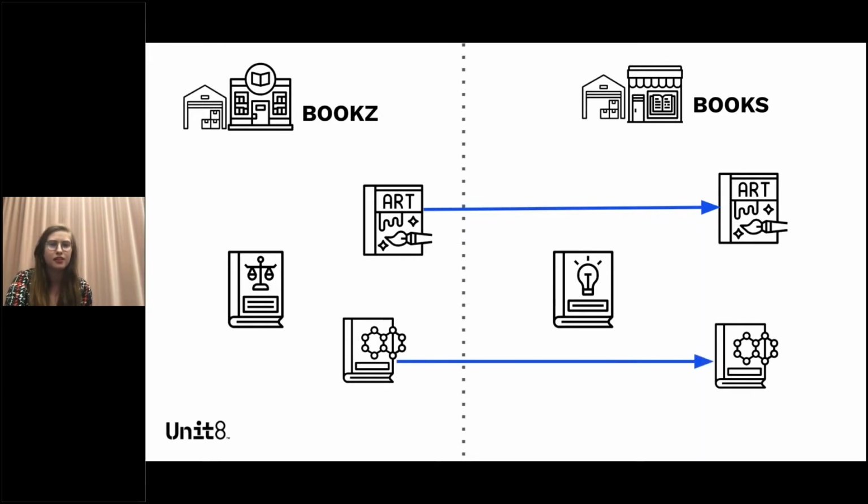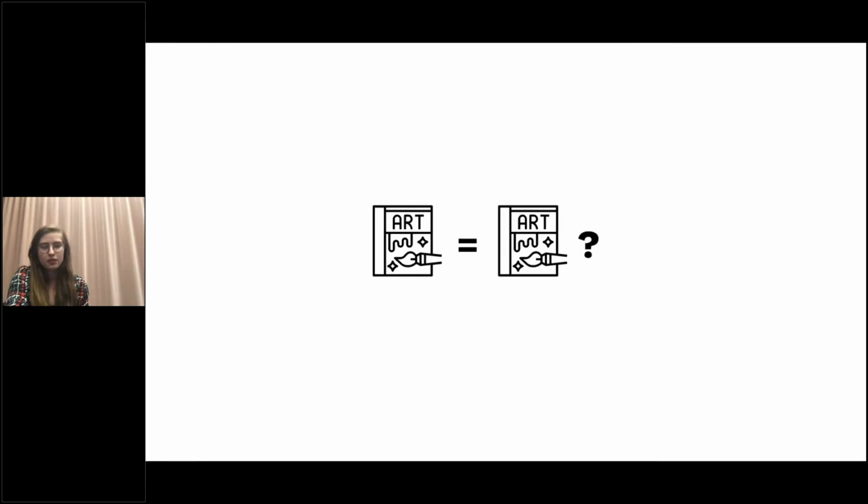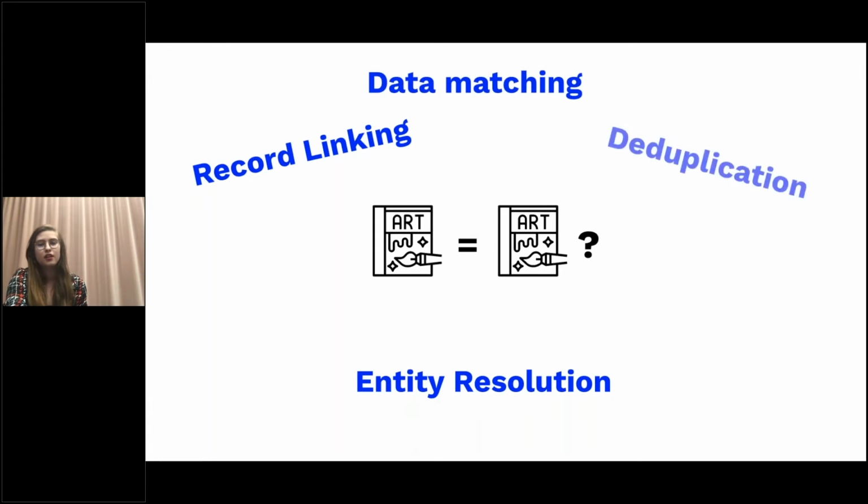So we can already see here, a few of them look to be the same. So what we're trying to obtain is this. We have a new big bookstore, and they know in a centralized way which is all the stock they have together. So essentially, this is the question we're trying to answer. Is this the same book? And that is called entity resolution. You might find it under a variety of other names, such as record linking, data matching, or deduplication, but in essence, it's the same thing.